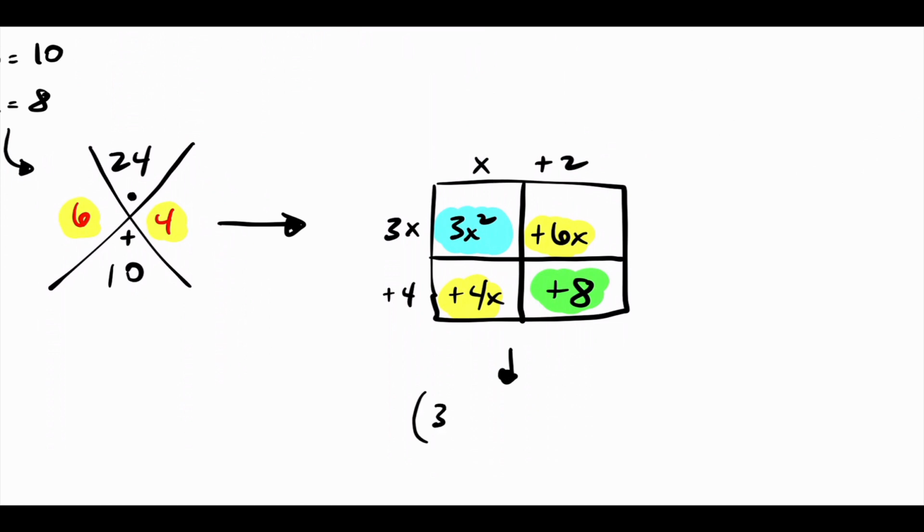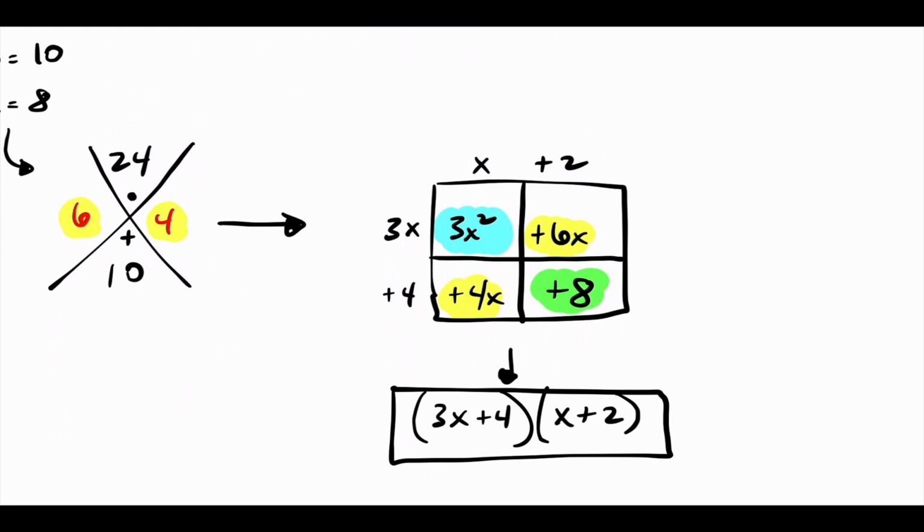So I have 3x plus 4 and x plus 2. When you put it into Delta Math, parentheses and everything, just picture that's the box in Delta Math. Parentheses 3x plus 4, parentheses x plus 2, one box, because we have one answer. Even though there's two parts to it, we have one answer.